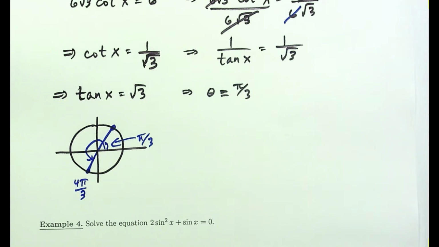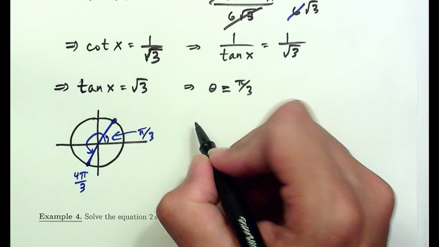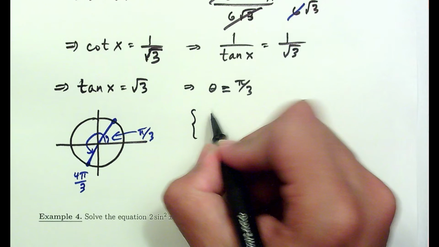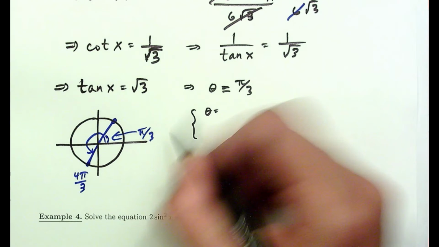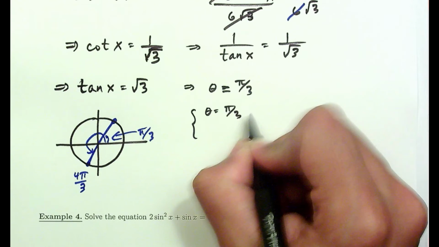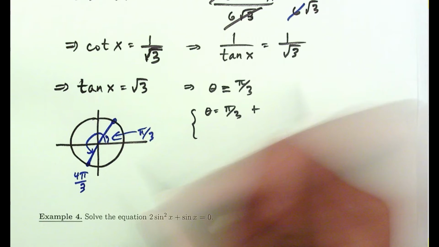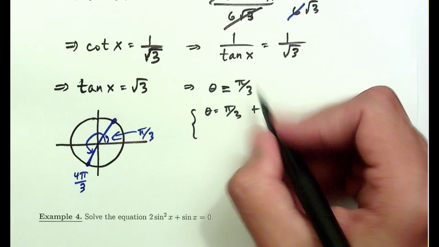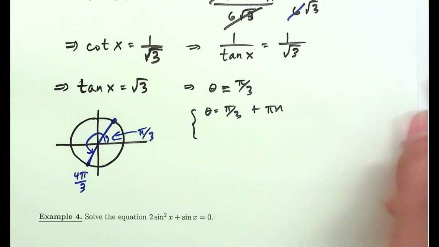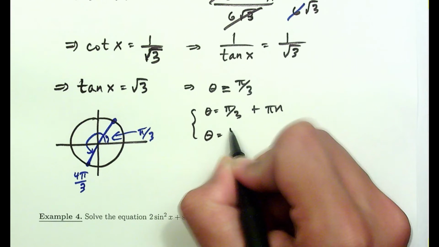So now, normally, you would say, okay, the solutions are, you take one angle, say pi over 3, plus the period. Now, this is not 2 pi, this is tangent, so the period is pi, so you say pi n, and then do the same for the other angle.